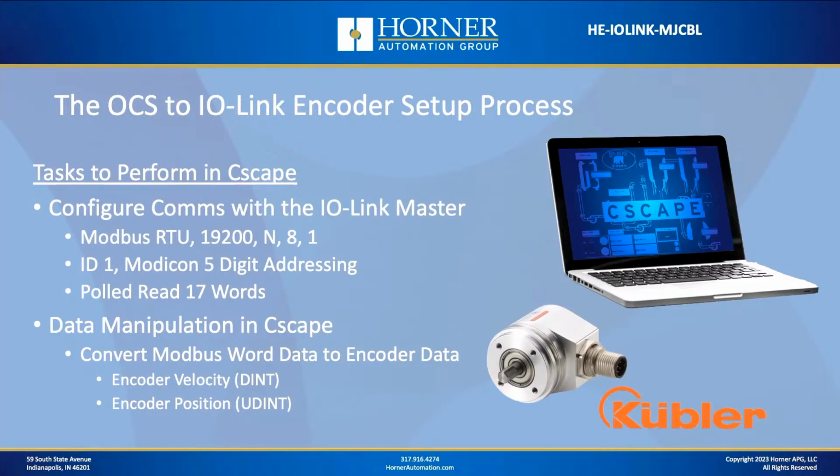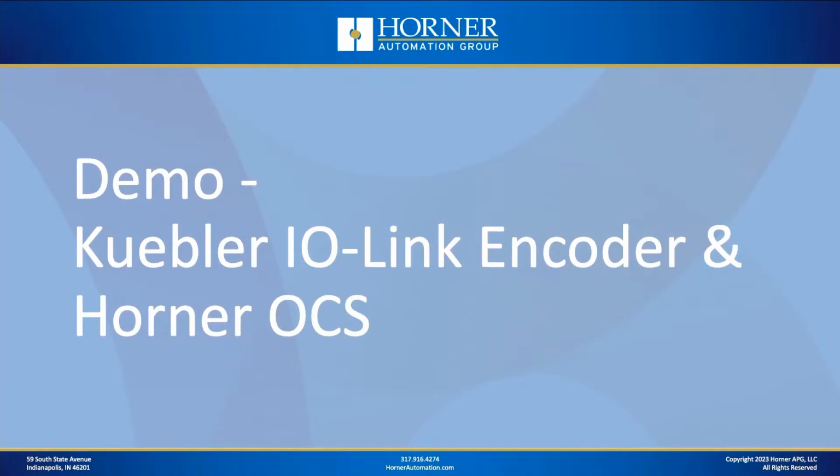But just to summarize, we're going to need to set up Modbus. We're going to do that by setting our communication parameters, setting up the data format, setting up what data we want to read and where we're going to put it in our local OCS program. And then we're going to do a little bit of data manipulation in Cscape because the data coming in over Modbus from the IO-Link master is in Word format, and we're going to need to convert that into double integer. Now let's demonstrate the process.